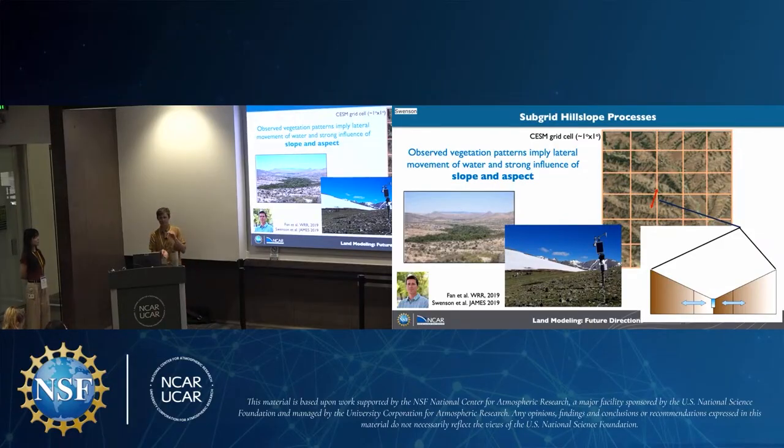And then we also statistically downscale the precipitation and temperature so that it's colder at higher elevations, colder with more snow at higher elevations, and warmer with more rain at lower elevations. But it's very simple in how we represent it. It's just by adding more columns.